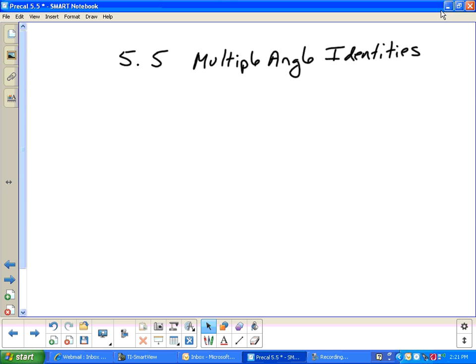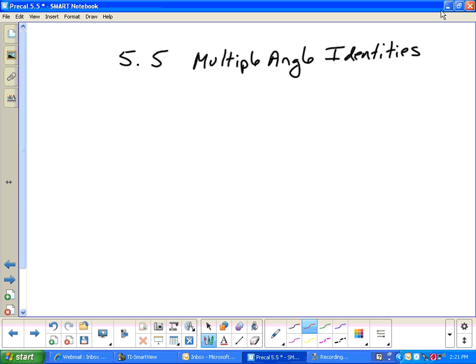Today we're going to do multiple angle identities, and these are used in calculus, so it is something useful. You're going to get problems in calculus where you're not going to be able to solve them unless you can convert them to easier problems, so this is going to give you the tools you need. And the second part is it's an easy build on what we learned yesterday and the day before.